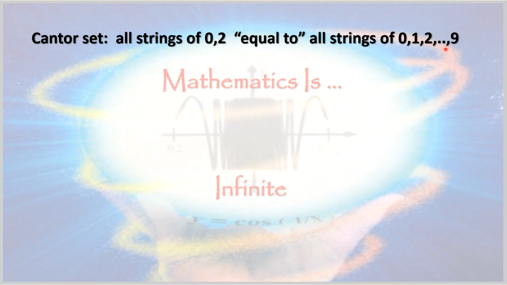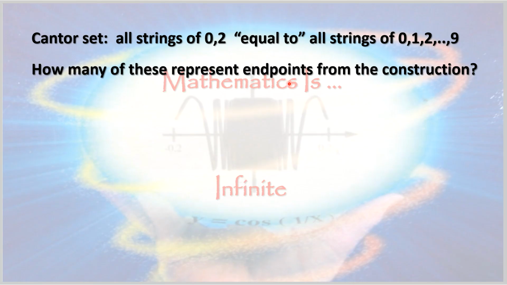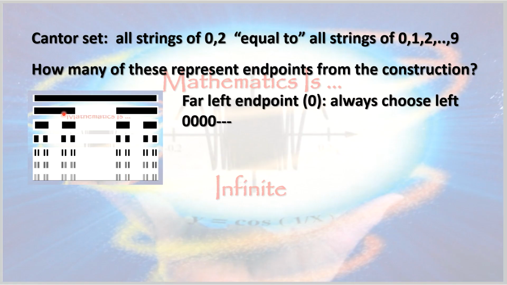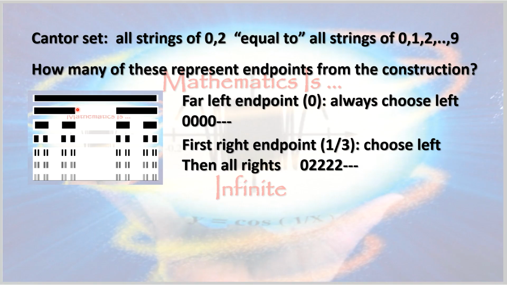Well, we can see that endpoints will always be in the Cantor set. We're only removing middles. Is there anything else left? Well, hard to see how there could be since the set has length 0. But the labeling process above lets us see otherwise. The endpoint 0 would be labeled 0,0,0. It's always on the left side of a split. The endpoint 1/3 would be 0. It's on the left of the first split, but then it's always on the right of the next split, so 0,2,2,2, the 2 repeating. The far right endpoint, it's always on the right, so 2,2,2,2 repeating. All endpoints have labels that end in either an infinite string of 0s or an infinite string of 2s.